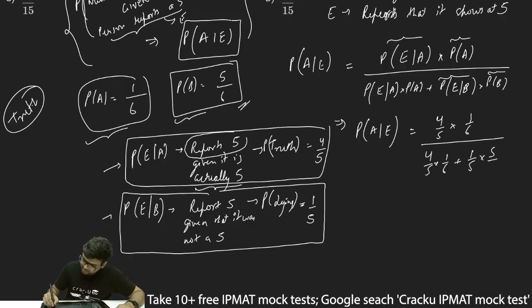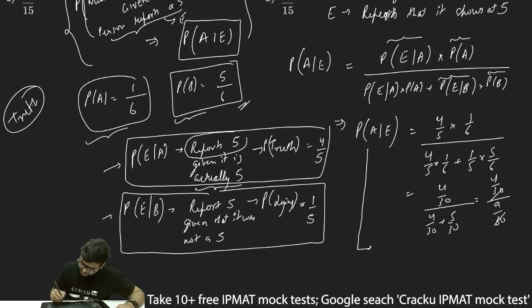P of B is 5 by 6. So 1 by 5 into 5 by 6. This will become 4 upon 30, the numerator, and the denominator will be 4 upon 30 plus 5 upon 30. So this can be written as 4 upon 30 plus 4 plus 5 is 9 by 30. So 4 upon 30 plus 9 upon 30, this 30 and 30 get cancelled. And ultimately the probability of A given that E has already happened is 4 upon 9.